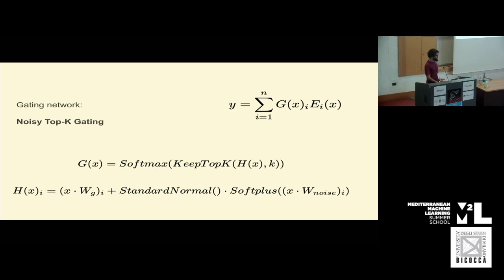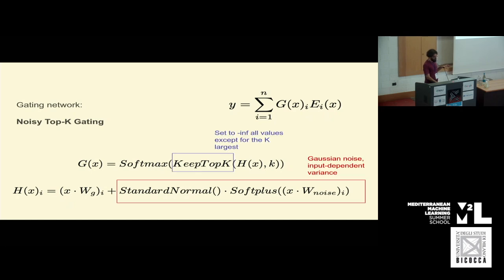For G, what they propose is this noisy top-K gating, which is this big S function that has three components, right? It has the softmax, which is fairly straightforward, but it has this keep-top-K function in this H function. And so the keep-top-K is basically going to impute minus infinity to all the values except the K largest. And minus infinity is just because you're going to go through the softmax. So the idea is to zero out the values of the non-K largest, right? So you're going to just pick the K largest.